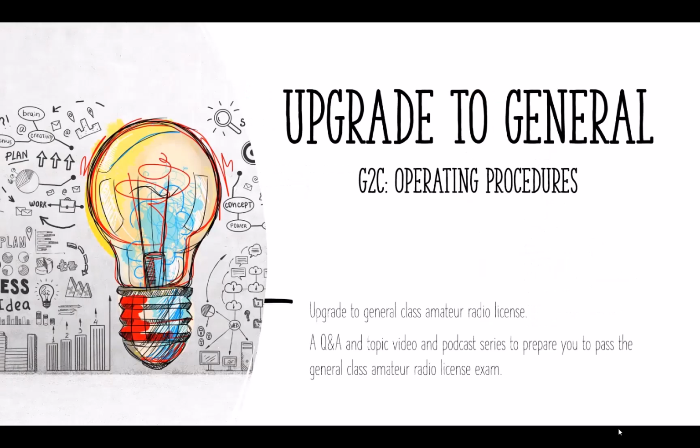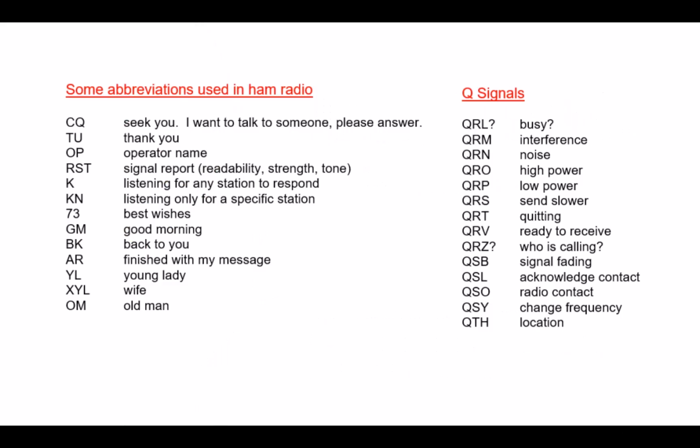Let's jump into the first question. What should you do if a CW station sends QRS? Let me display for those that are watching the video some abbreviations used in ham radio. Some of these are Q signals. Morse code takes a while to send, and so to abbreviate, to shorten things up, they took common sayings and used three-letter abbreviations to represent that. These Q signal abbreviations, they're all three letters. They begin with the letter Q.